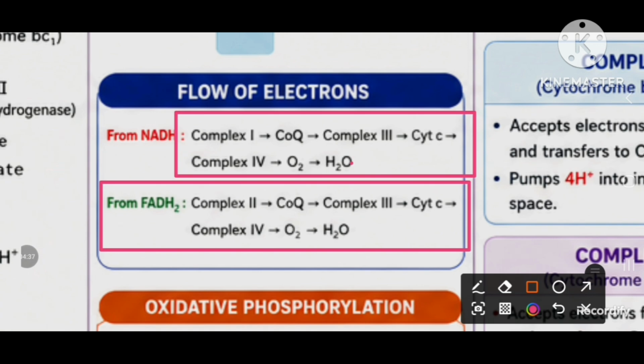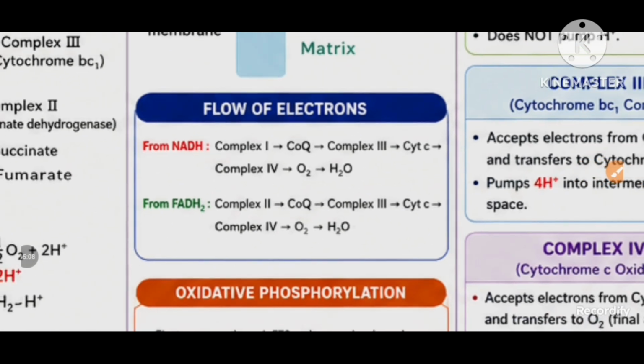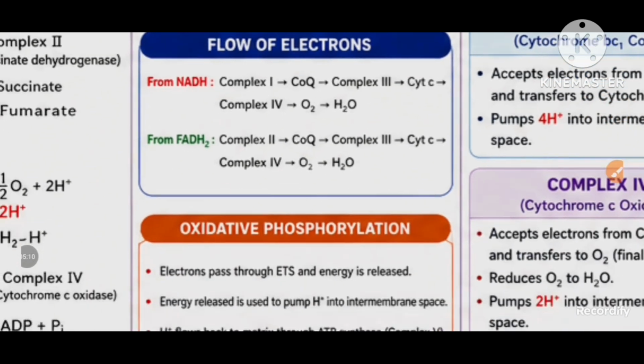Why? Because complex number 2 we can also call the succinate dehydrogenase enzyme. So the FADH2 molecule will produce 2 electrons, and those are carried by complex number 2, and through ubiquinone send electrons to complex number 3, and with the help of cytochrome C it will send electrons to complex number 4 and finally be received by oxygen and converted into an H2O molecule. Okay, this is an overview of the flow chart of electrons from NADH as well as FADH2.